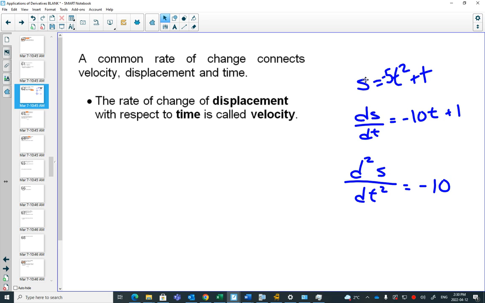I said I threw it up with an initial velocity of 1 meter per second. An initial velocity would be at time 0. So in my derivative equation here, I could plug a 0 into it, and I would get 1. And so I can find an initial velocity by just finding my derivative. So a lot of the stuff that you've studied in physics is going to get simplified into analyzing it with calculus.